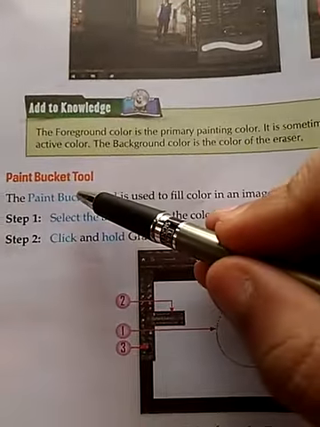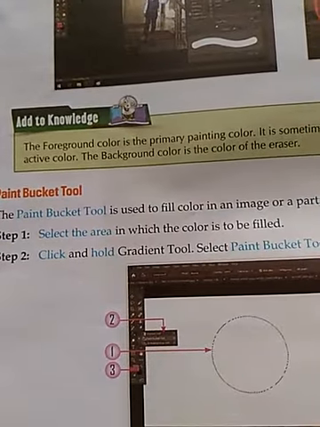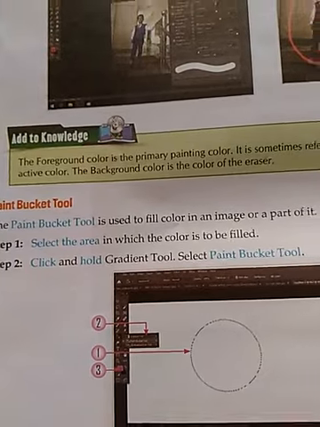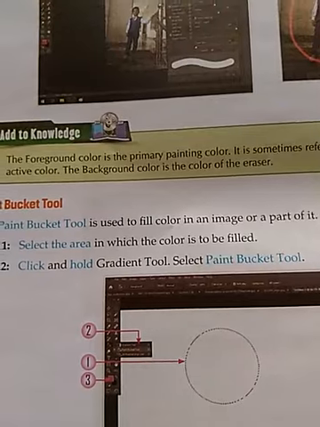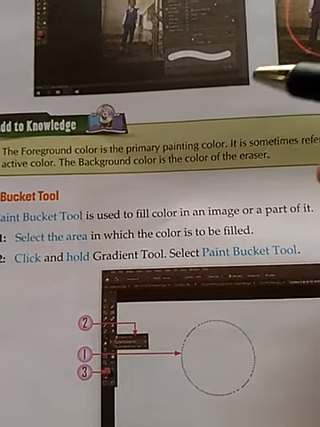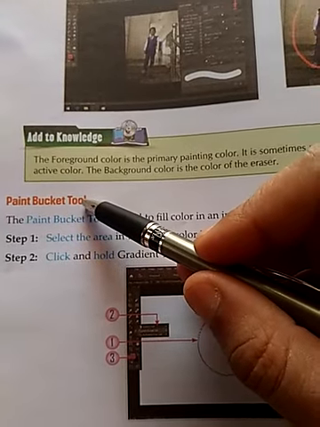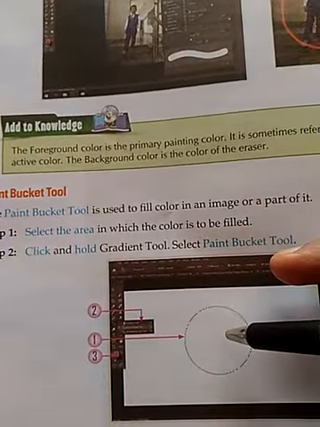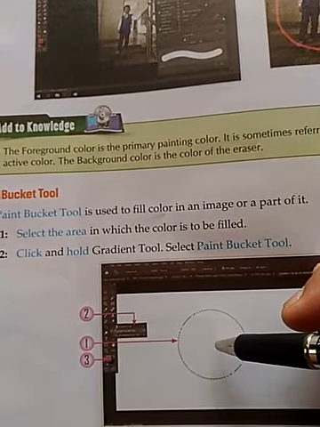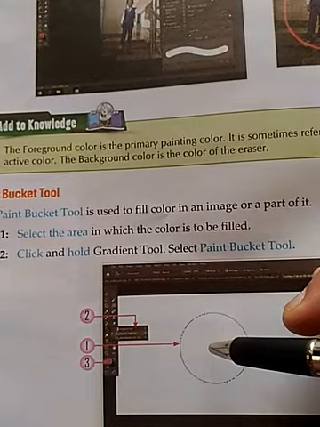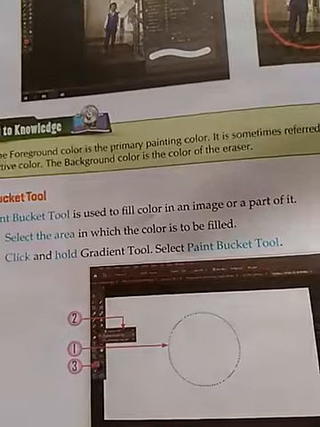Now again, it is the paint bucket tool. Paint bucket tool is used to fill a color in an image. Means you can fill some color in some image or a part of the image. This can be done how? You have to select the paint bucket tool from the area. After that just left click your mouse in that portion where you want to apply that color. The color will automatically get filled in that particular portion.